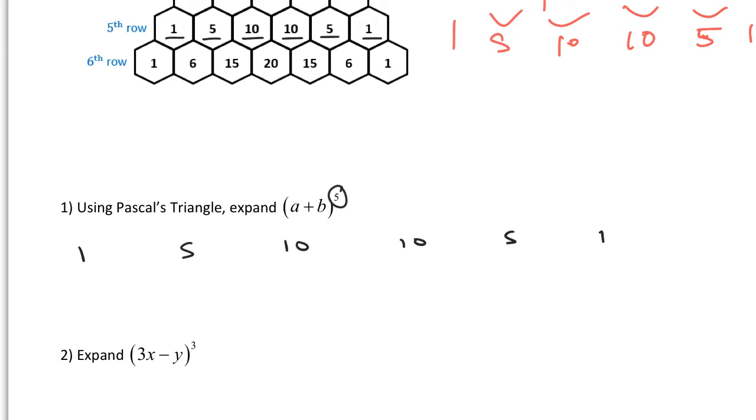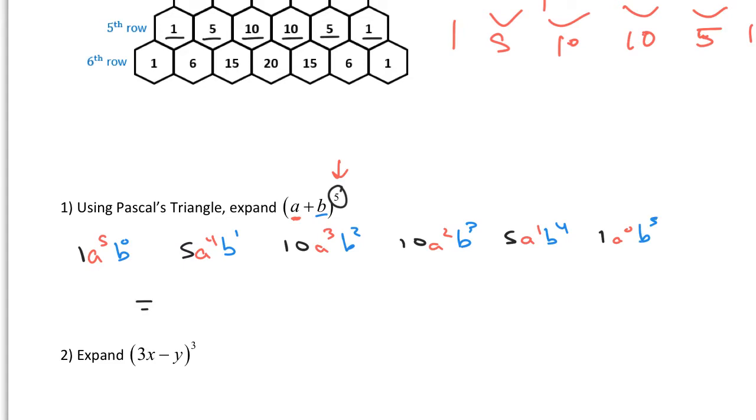And then I know that my a is going to start at a to the 5th. It starts at that power, so I'm going to have a to the 5th, and it counts down: a to the 4th, a to the 3rd, 2nd, 1st, and 0. B is going to start at 0 and count up to 5: b to the 0, b to the 1st, b to the 2nd, 3rd, 4th, and 5th.